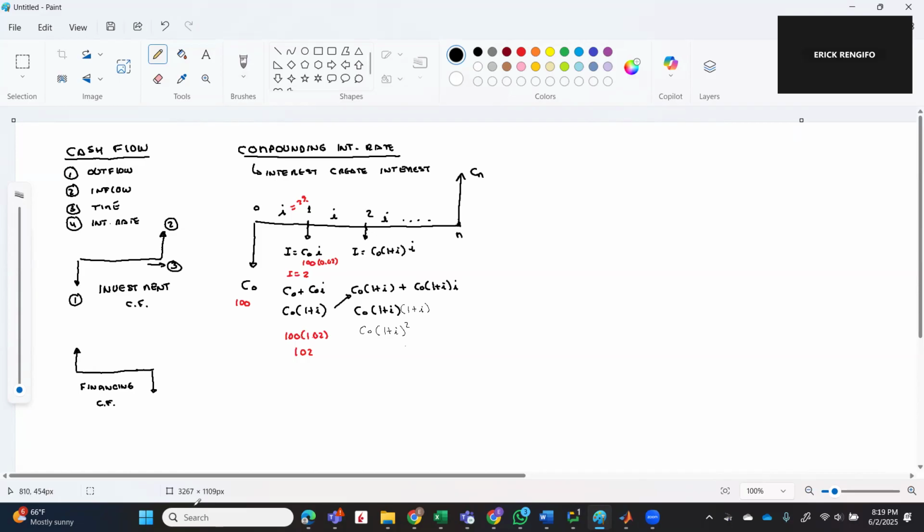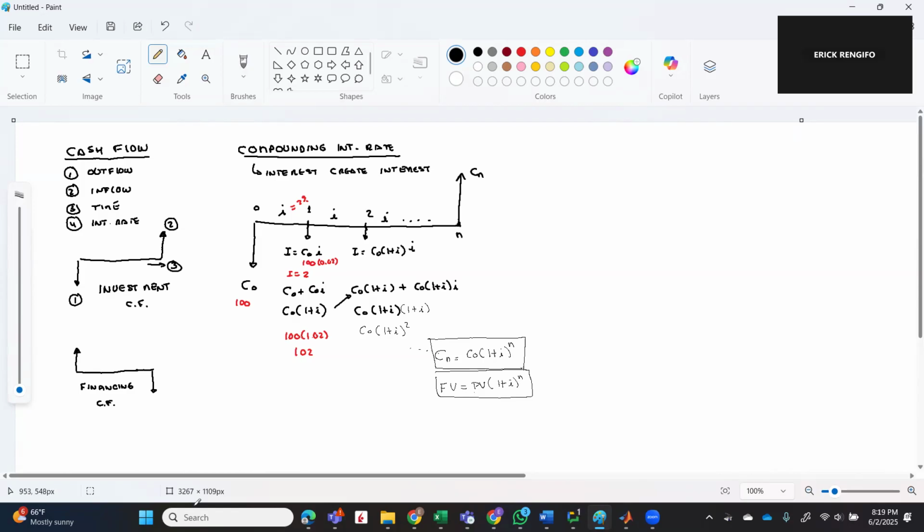Okay, now if you do this exercise, guys, n times, your Cn is going to be equal to C0 (1 plus I) to the n. Do you agree with me? Just if you follow the logic. Okay, so in economics and in finance, we don't call it Cn and C0. Cn is a future value, we call it future value. The future value is going to be equal to C0, the money that I invested at the very beginning, which is called present value, times (1 plus I) to the n.